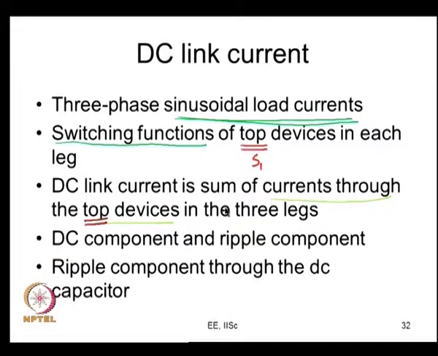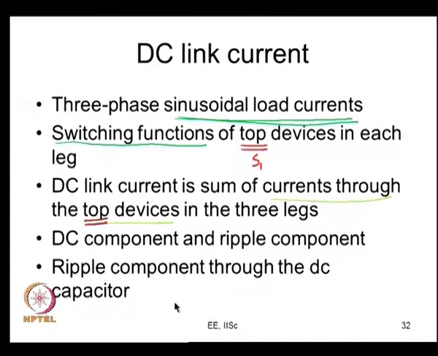So there is similarity, except that you are going to multiply by the switching function, and then the top device currents are going to be added. Once you do that, you will get the DC link current. The DC link current, as before, will have a DC component and it will also have a ripple component. This DC component will flow from the rectifier or the DC supply. You would expect most of the ripple component to flow through the DC capacitor. Some part can come from there also, but many a times you can assume that the entire ripple component flows through the DC capacitor, and you can go about evaluating the DC capacitor current.